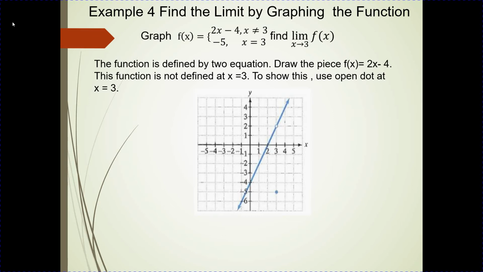So when you see this graph, for x values which are very close to 3 but less than 3, f of x becomes closer and closer to 2. And for x greater than 3 but very close to 3, the same thing happens. That means f of x approaches 2. Therefore, you can say that the limit of f of x as x approaches 3 is 2. So example 4 is about graphing and finding the limits.